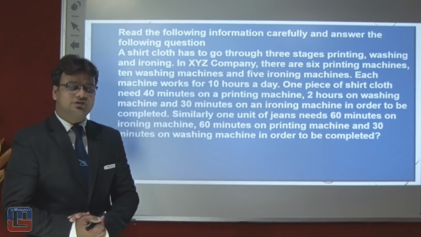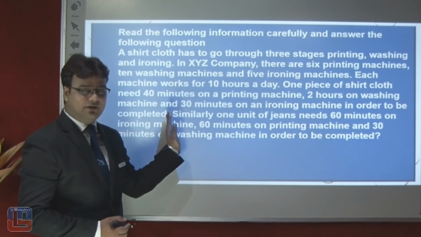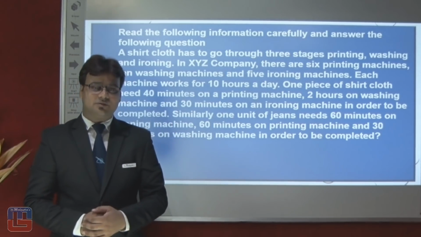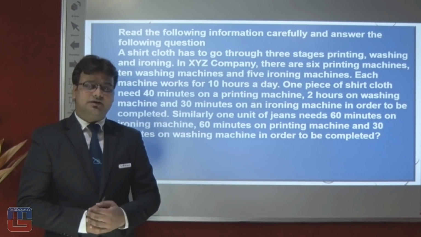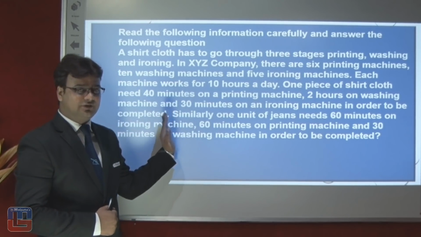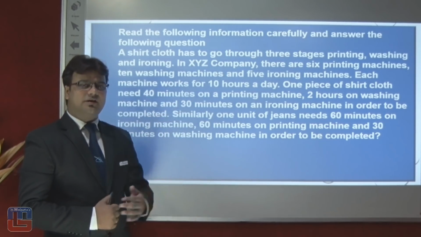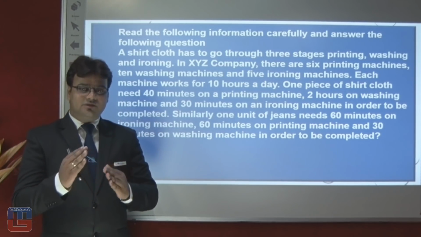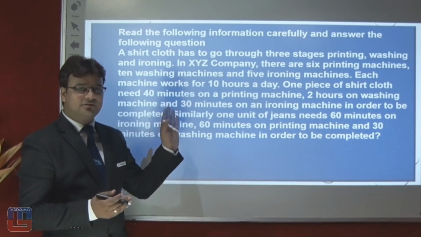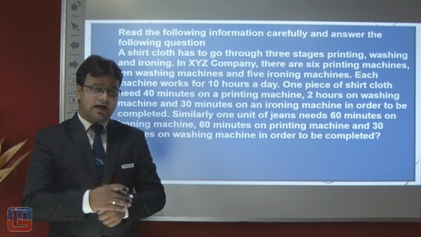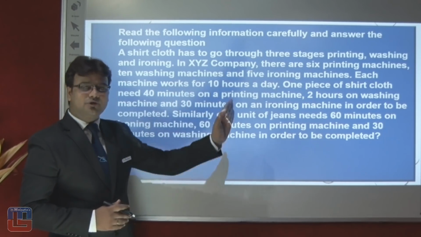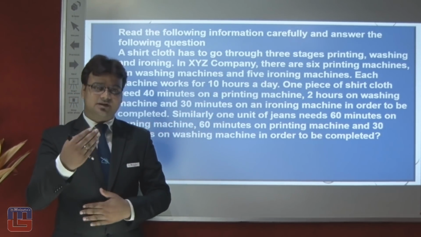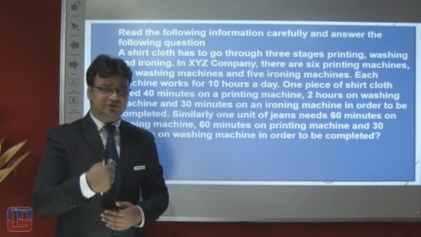This question is based on data interpretation. 5 questions come from data interpretation. This data interpretation is problem based. Here the question is that a shirt cloth goes through 3 stages. First stage is printing, second washing, then ironing. If all 3 processes complete, then the shirt is complete, or jeans or any cloth is complete.